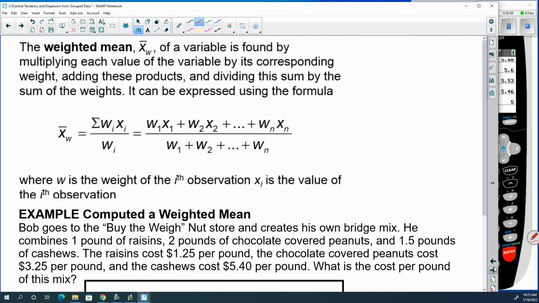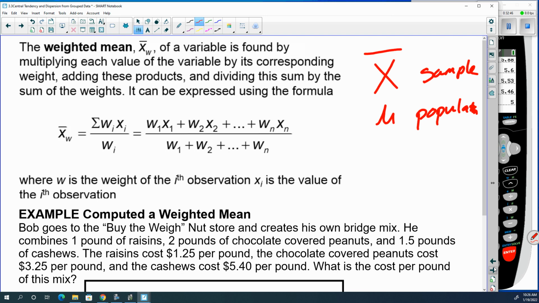Okay, so we have what's called the weighted mean. So again, the symbol for mean is an X with a line above it. If they do the X with the line above it, that means it's from a sample. If they do it this way for the mean, the mu, then that means it's from the population. So they're doing the mean, and then they have a little W for the weighted mean. It says it of a variable is found by multiplying each value of the variable by its corresponding weight, and then adding them together, and then dividing by the sum of all the weights. And I have an example down here that'll make that make more sense.